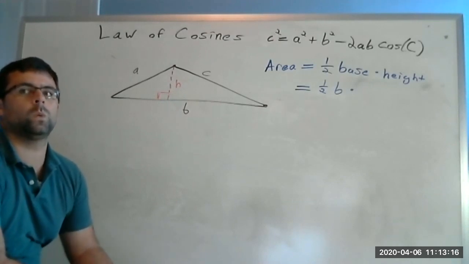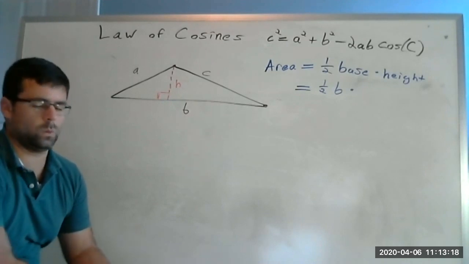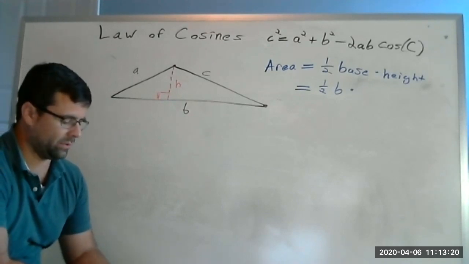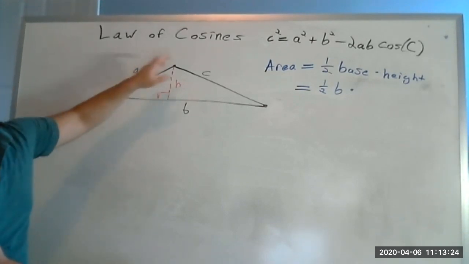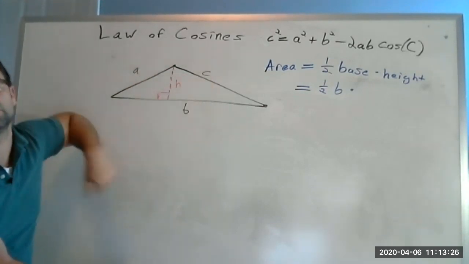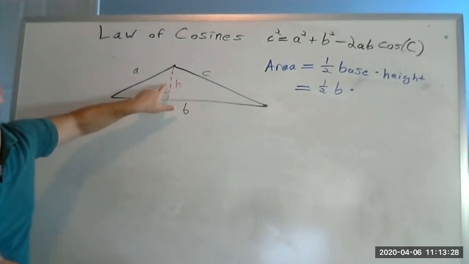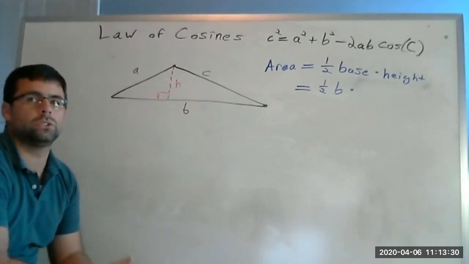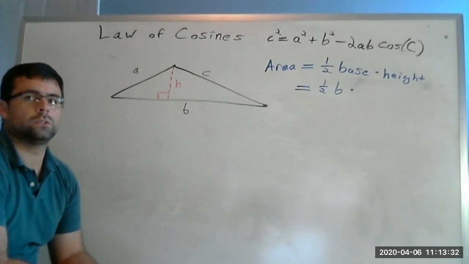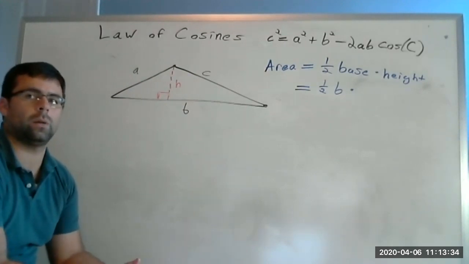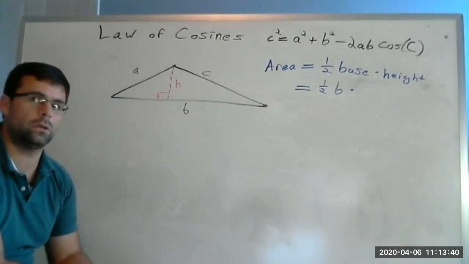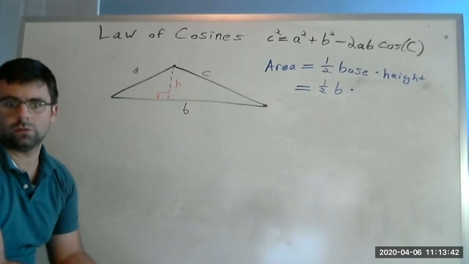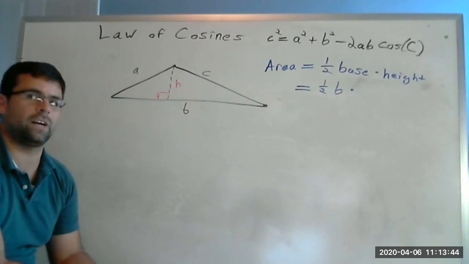So let's look at what we've got. We have A, B, and C. We need to find H. So what about H might we be able to find out?